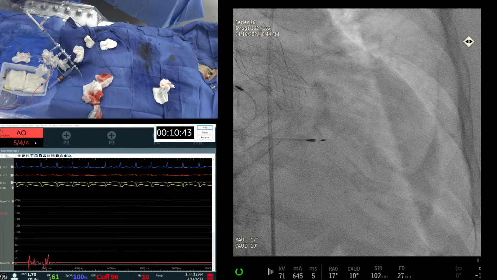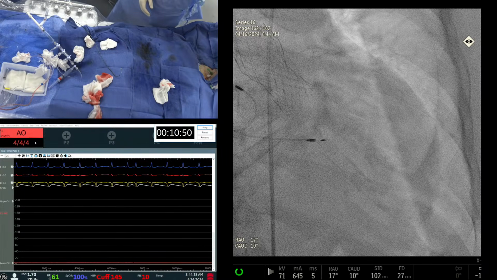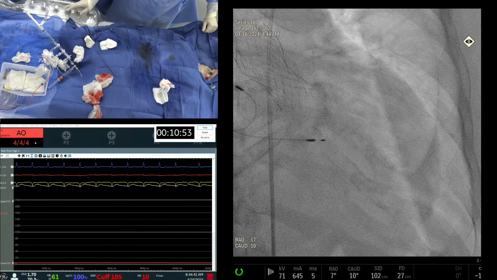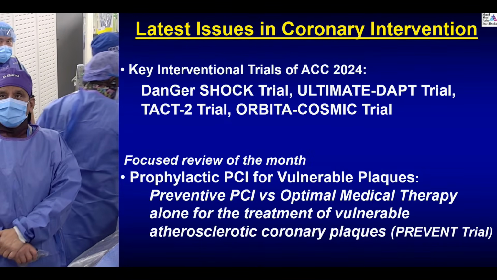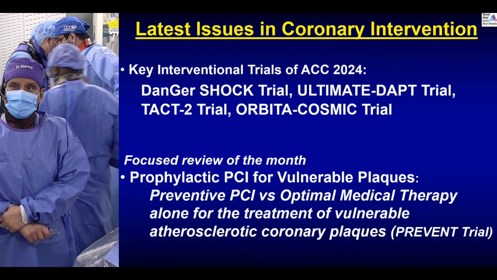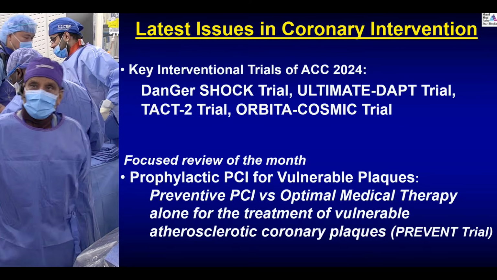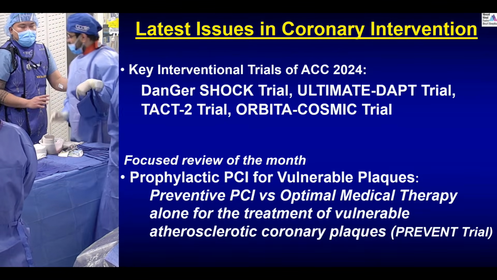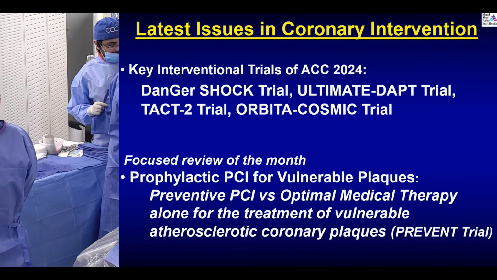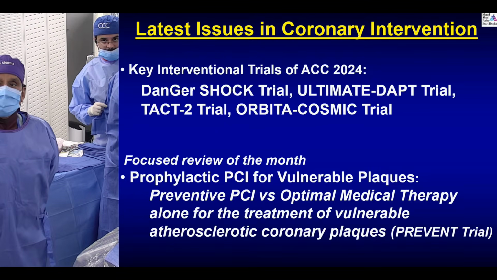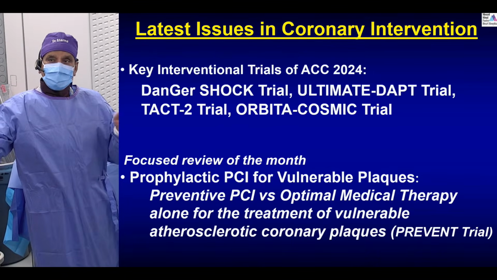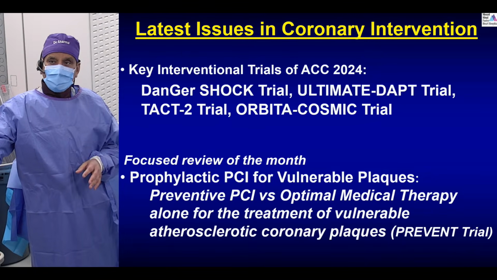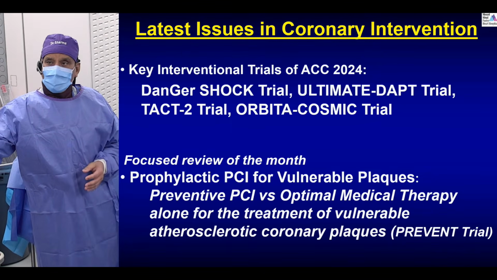Okay, with that note, let's come to our presentation now, which followed a very nice demonstration. We thought it would be very complex, but it went step by step with the help of the Cath lab. We can go to the slide presentation. Today I'm going to talk about 4 trials. A lot of good trials came out at ACC, but I'm going to talk about 4 of them: DanGer Shock, ULTIMATE DAPT, TAC2, and Orbita Cosmic. Then the focus review of the month will be prophylactic PCI for vulnerable plaque, which we have been waiting for a long time. Finally, we have the data on preventive PCI versus optimal medical therapy alone for the treatment of vulnerable atherosclerotic coronary plaque, which is the PREVENT trial.